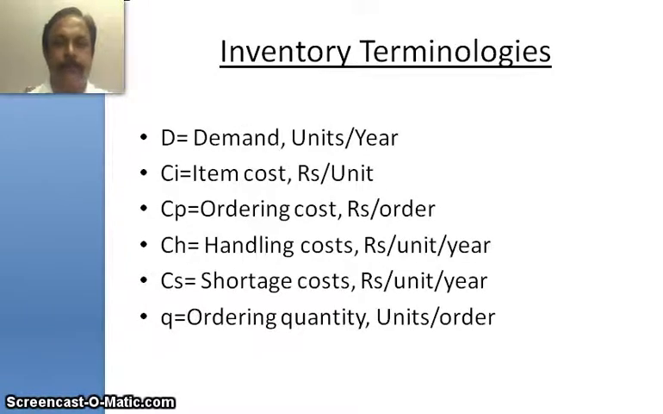Now let us see some of the inventory terminologies. Let D be the demand measured in units per year. CI be the item cost measured in rupees per unit. CP be the ordering cost measured in rupees per order. CH be the handling cost measured in rupees per unit per year. CS be the shortage cost measured in rupees per unit per year. Q be the ordering quantity in units per order.